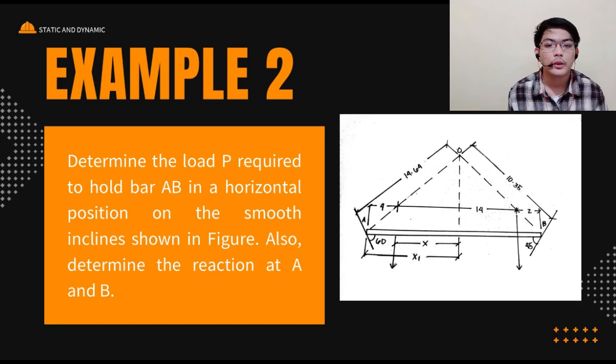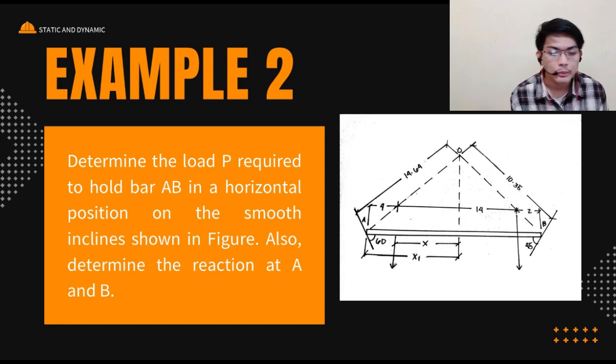Moving on, we have our example 2. Determine the load P required to hold the bar AB in a horizontal position on the smooth incline shown in the figure. Also determine the reactions at A and B. So we are going to determine the load P as well as the reactions at A and B.